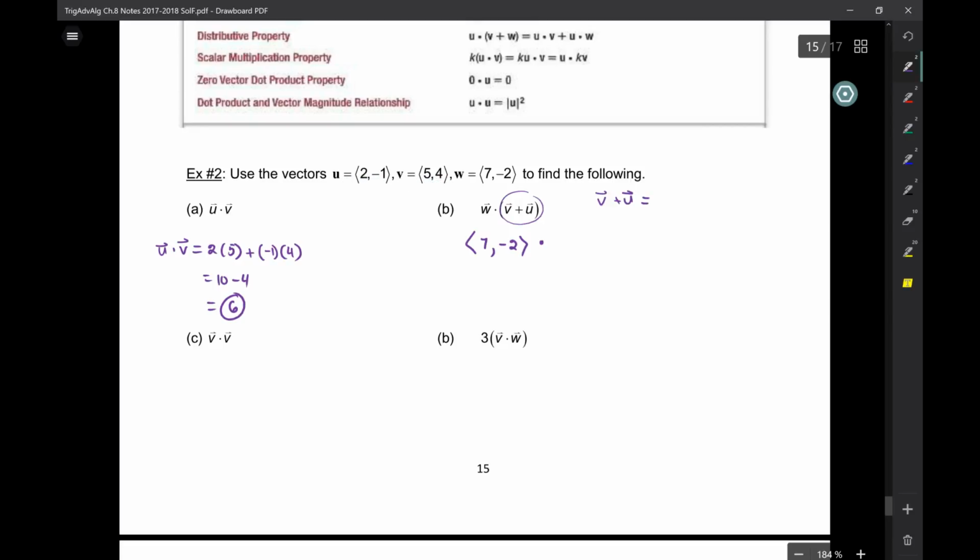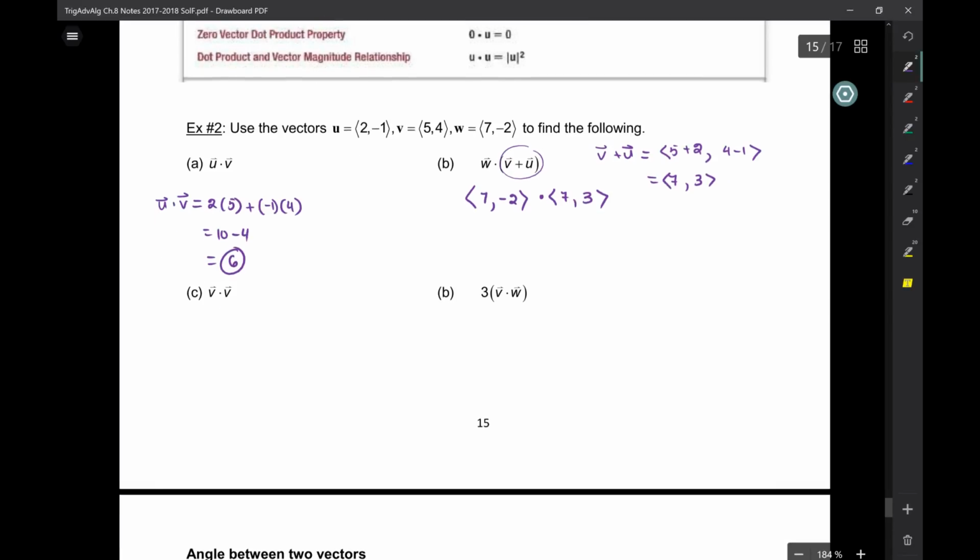Right, we're just going to add those, remember? So it'll be 5 plus 2, comma, 4 minus 1. That's 7 and 3. And now the dot product here is going to be 7 times 7 plus negative 2 times 3. So 49 minus 6, 43.